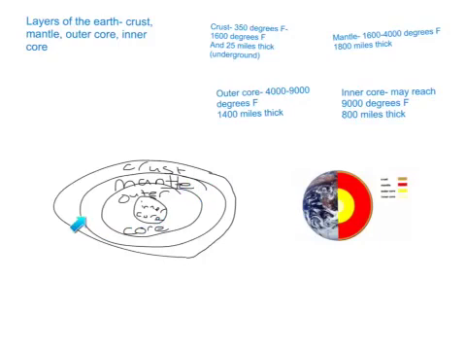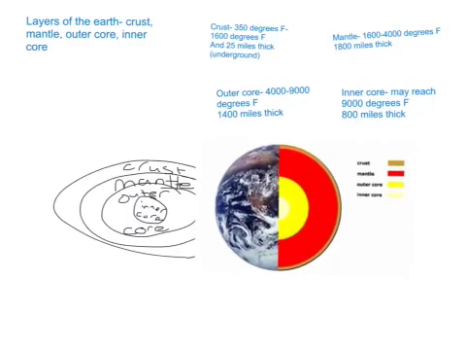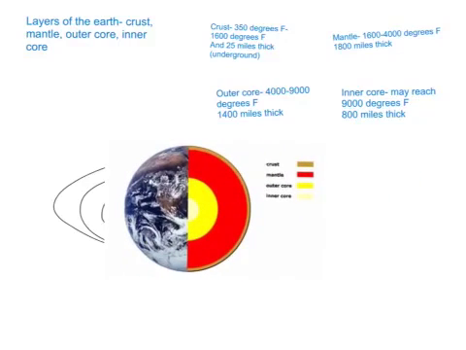This is an example that I drew, which is not very good. Here's the crust, mantle, outer core, and inner core. Another example, which I got here, is the inner core, the outer core, the mantle, and the crust.